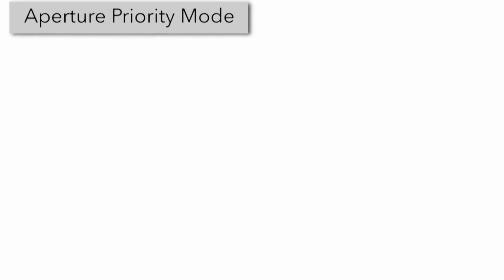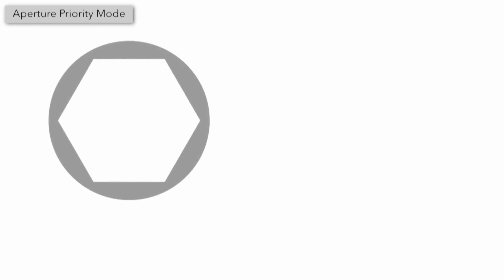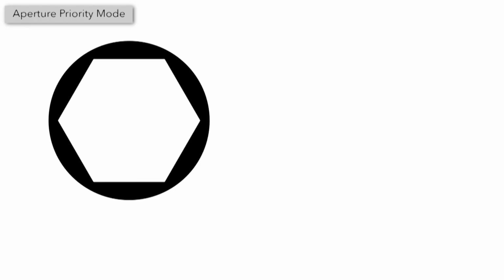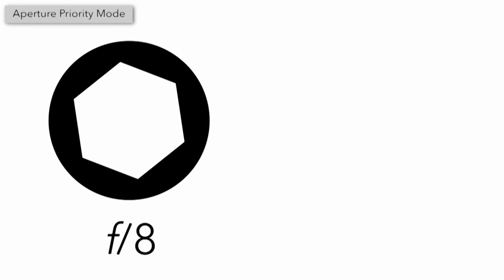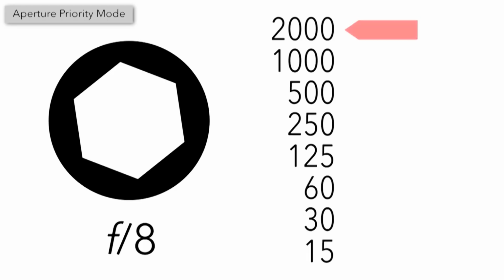In aperture priority mode, you set the camera's aperture. Now, let's say we've set our aperture to f8. Now, the camera will use its built-in light meter to set the shutter for a proper exposure. Now, for argument's sake, let's say our shutter speed is 1/250th of a second for a proper exposure.